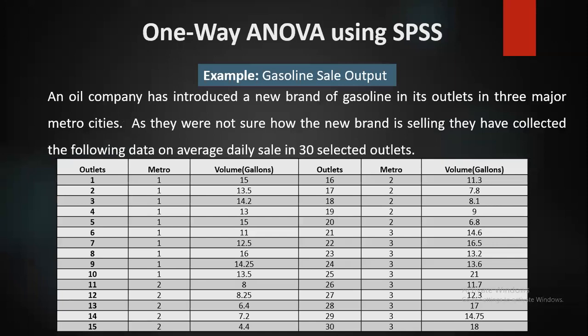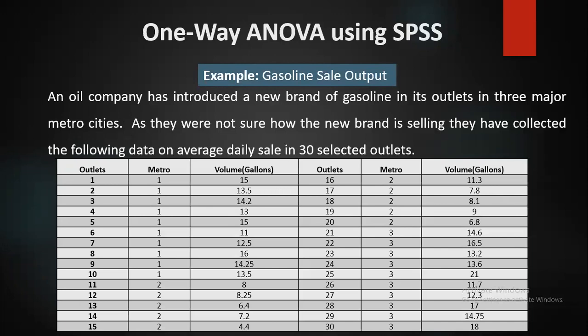Here I have taken an example of gasoline sale output. An oil company has introduced a new brand of gasoline in its outlets in 3 major metro cities. As they are not sure how the new brand is selling, they have collected the following data, as you can see on the screen, for 30 selected outlets.